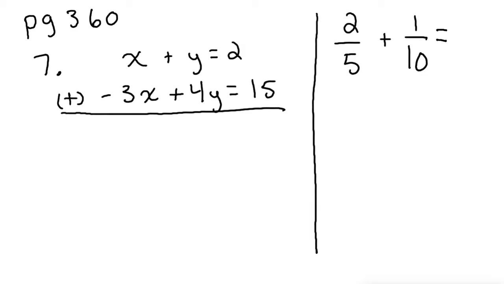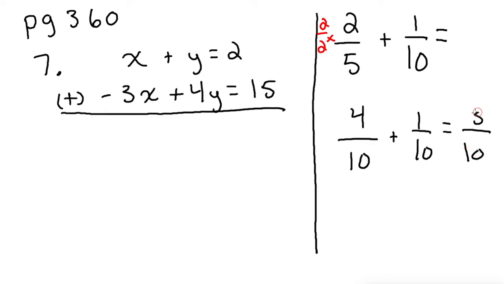And to do that, we're going to multiply this by 2 over 2. And 2 over 2 is going to be 1, so we're not going to change this at all. We'll have 2 times 2 will be 4, divided by 2 times 5 will be 10. So this 2 over 5 became 4 over 10. And this will just carry down 1 over 10, and we'll add these up now. The bottom number will still be 10, and we'll have 4 plus 1, 5. So 2 over 5 plus 1 over 10 is going to be 5 over 10.